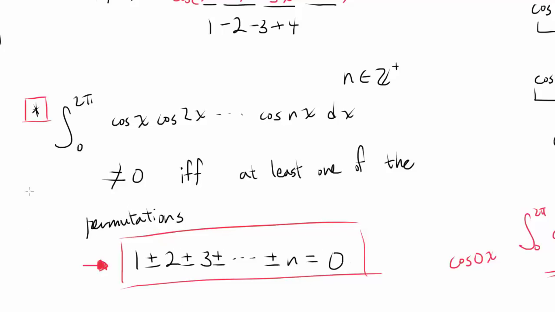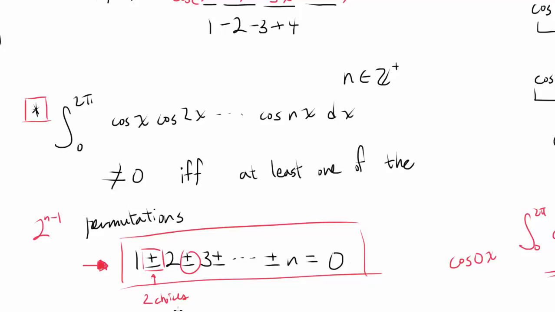And how many permutations are there, just for the sake of it? Well, for each of the signs, we have two choices. So we have two choices for this one, two choices for this one. And how many signs do we have? Well, we have n numbers, so you have n minus 1 signs, so you have 2 to the n minus 1 permutations of signs, because you have n minus 1 signs and each of them has two choices.